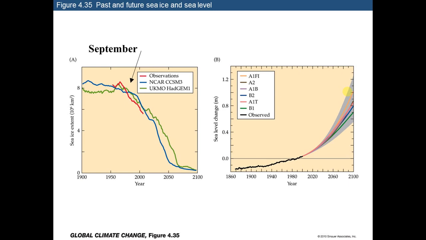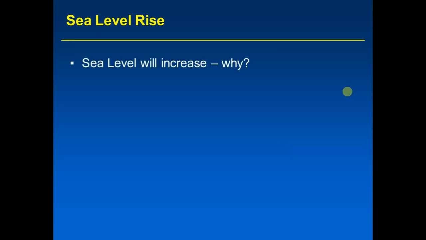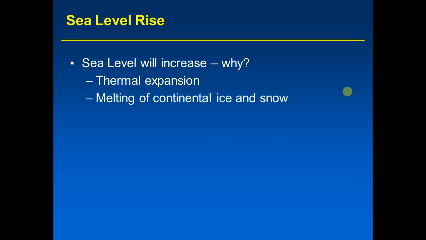Okay. So why will sea level go up? The two reasons we mentioned earlier: thermal expansion, and the more important reason, melting of continental ice along with snow. Sea level is predicted to rise as higher temperatures expand the volume of ocean waters and melt the snow and ice situated on land masses, particularly Greenland and Antarctica.